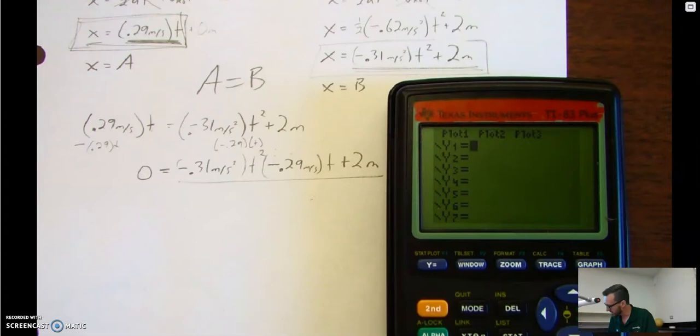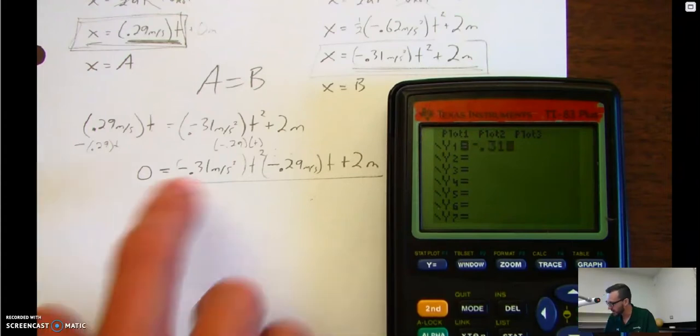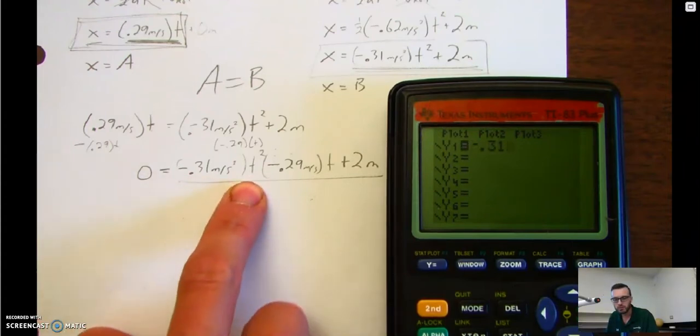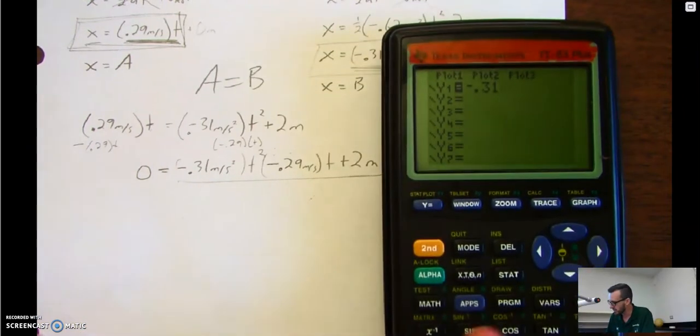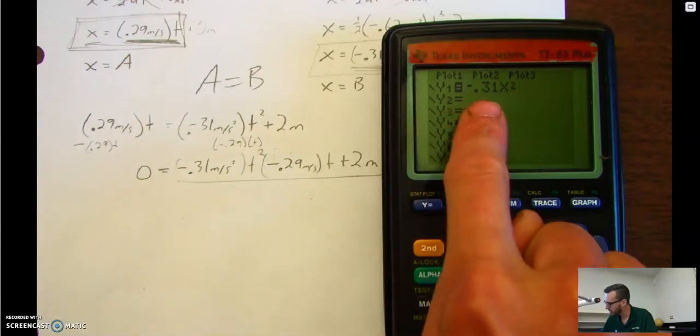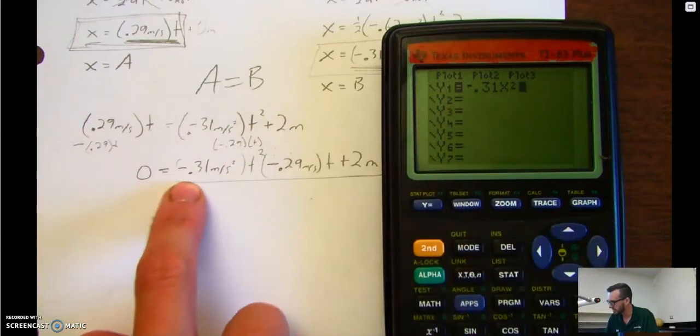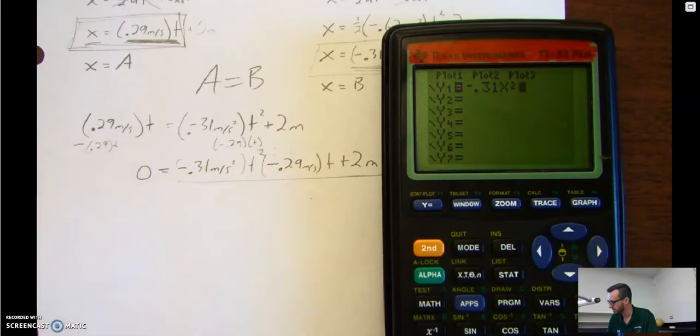And now I'm just going to type in my function, so negative 0.31. Now, ours says t squared. Don't get too upset about that. You'll notice on your calculator there's a button right here. It says x, t, gives you a couple of options. Just go ahead and hit that one. Now it says x, but x is our variable just holding the place of t. So when I type in negative 0.31 x squared, that means negative 0.31 t squared for our equation.